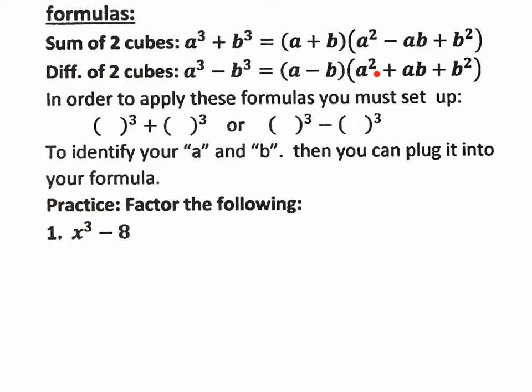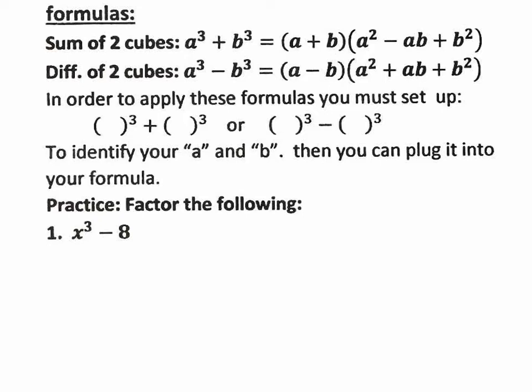Over here, you have the same trinomial on both. There's only one difference of a sign change. That's it. So if you started with the a plus b, the middle term is going to be a minus ab. If you started with the a minus b, the middle term is going to be the opposite, plus ab.